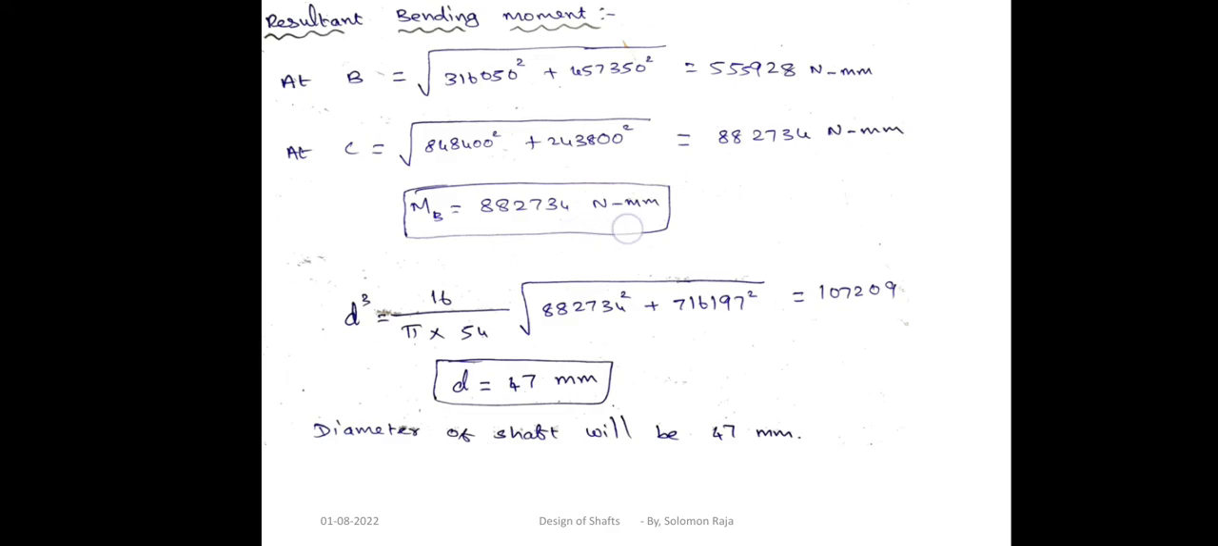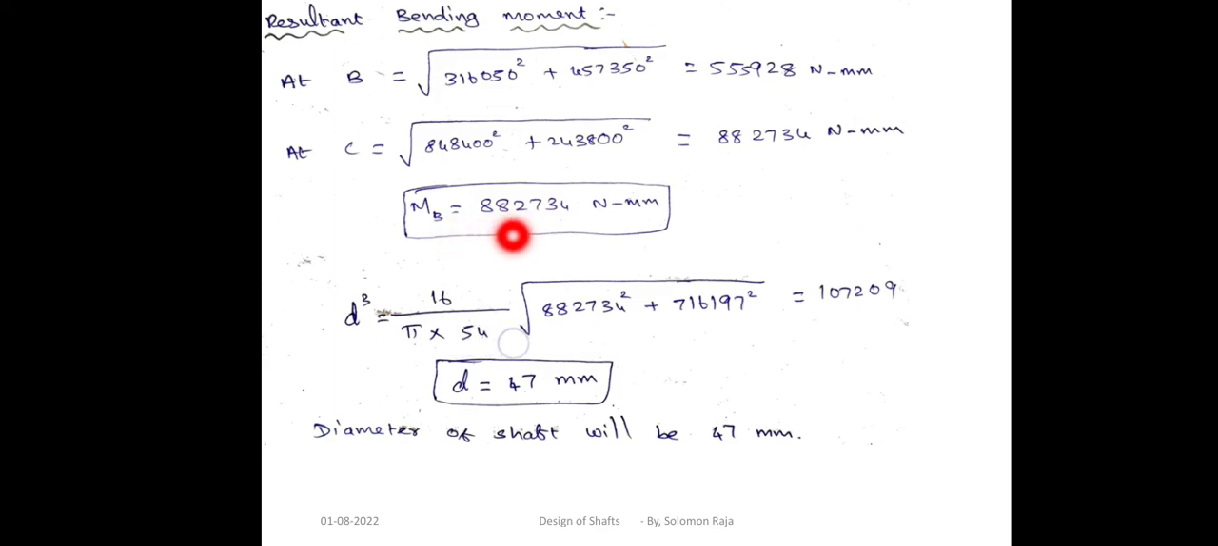Okay, I have calculated it. The final answer: bending moment for B is 555928. Bending moment for C is 882734. So we have to select the highest value. C has the highest value, 882734. The highest value will be equal to MB. Compare both values. Whichever value is higher, that value we have to take as MB.